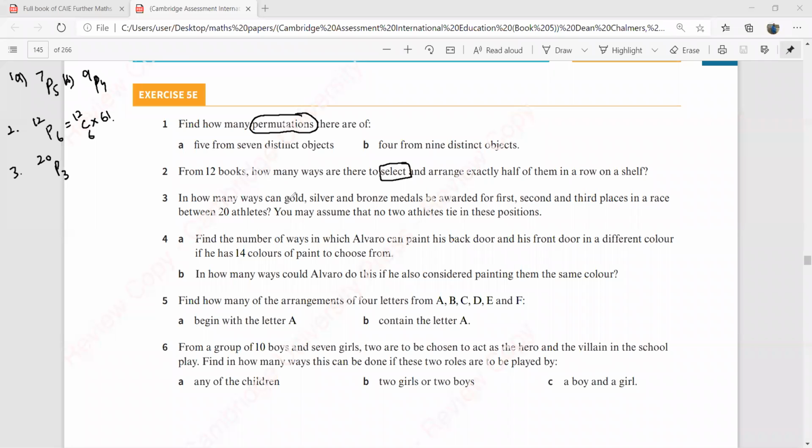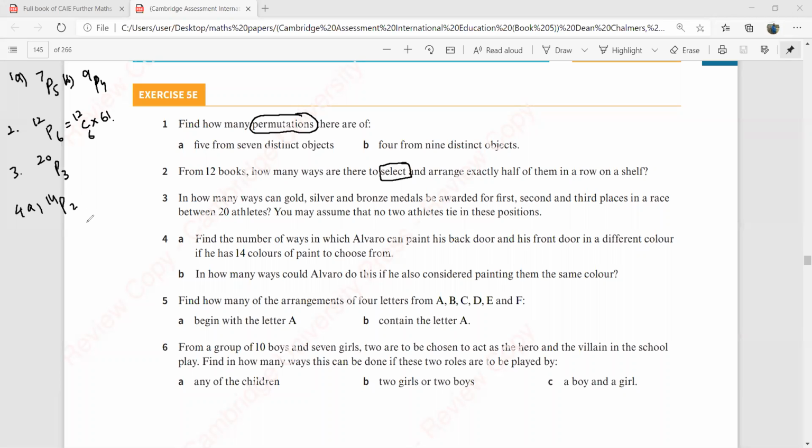Now in the fourth question, it says find the number of ways in which one can paint his back door and his front door in a different color if he has 14 colors of paint to choose from. So that will be 14P2. This is 4A's answer.